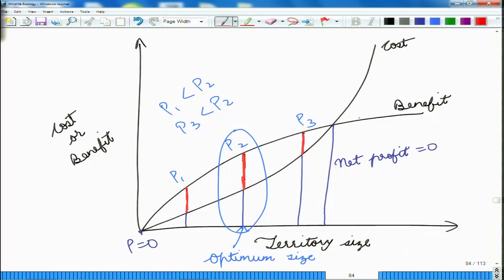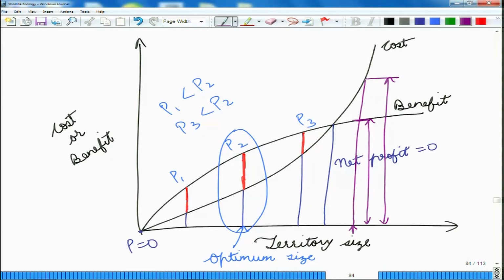Now if we consider a territory size like this, at this particular size we have the benefit that is given by this much. So, this is the benefit and the cost is given by this much. So, the benefit is less than the cost. So, actually your tiger will be expending much more energy and is getting very little in return. So, probably it will not go for that particular size.